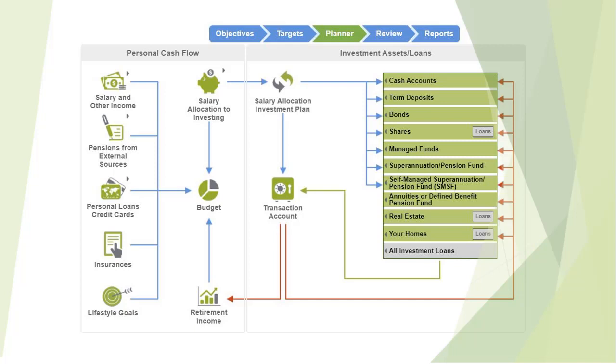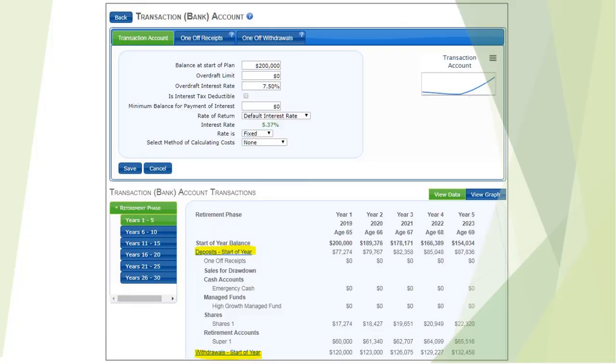For this exercise, all the interest-earning assets will be kept in the transaction account with the exception of $50,000 for emergencies, which will not be accessed in the planned drawdown. In the retirement phase, drawdown from accounts is deposited into the transaction account at the start of the year.